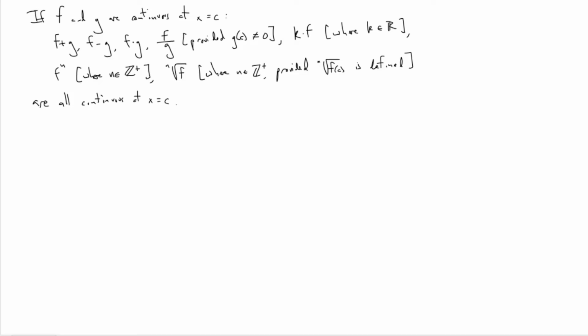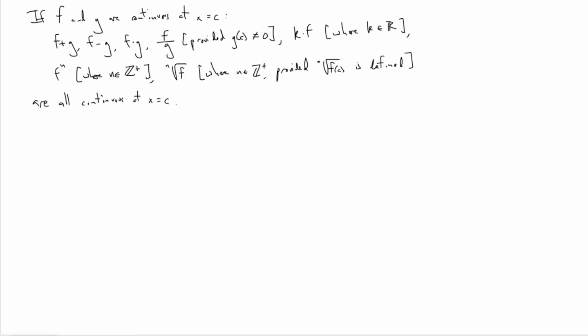I'll keep going. Some constant times the function f is continuous at x equals c. Raise f to some positive integer power. So if f is a continuous function, then f cubed is a continuous function. The 7th root of f is a continuous function as long as the 7th root of f is defined at x equals c. So these are all ways to take continuous functions and build new continuous functions out of them.